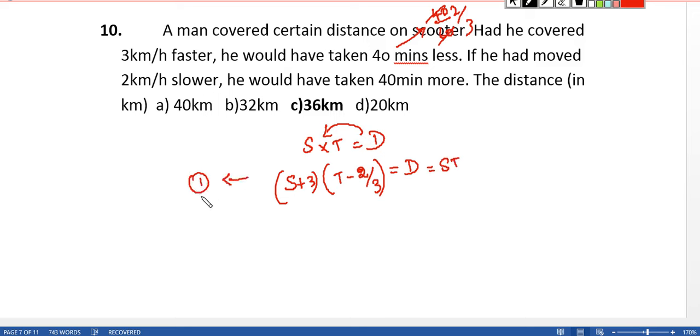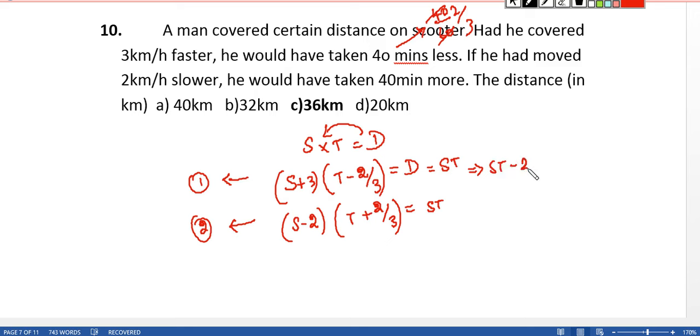So this one is our first equation, and our second equation is, if we had moved 2 km per hour slower, the time taken would have increased by 40 minutes. That would have given our distance d, which is nothing but speed into time. If I multiply these two things here, what do I get? This is s into t minus 2 by 3s plus 3t minus 2, which is equal to distance d, which is equal to speed into time. This speed into time and this speed into time get cancelled. So we are left with our first equation, and let's go to our second equation.